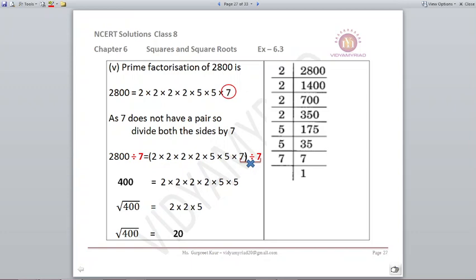Next, 2800. Let's see into it. Now 2 has a pair, another 2 also has a pair and 5 has a pair, but 7 is alone. So on both the sides I will divide by 7. 2800 divided by 7 gives me 400. On my right hand side 7 gets cancelled. So I am left with 2 pairs, another 2 pair and 5 pair. I will pull one from each for finding the square root of 400. It means 2 into 2 into 5, that is 20.